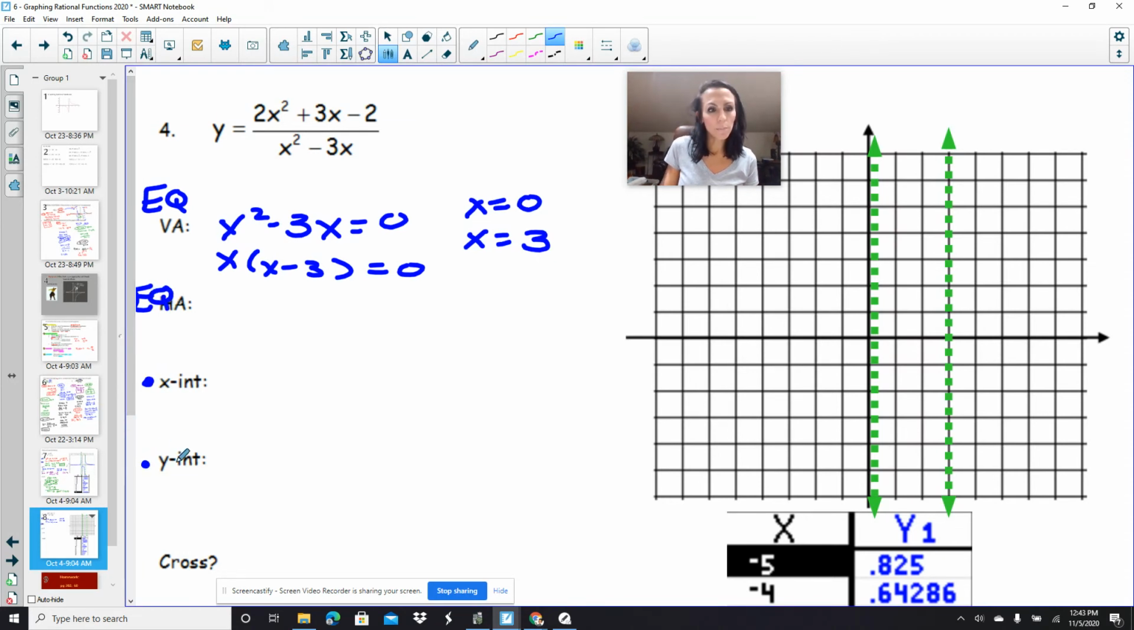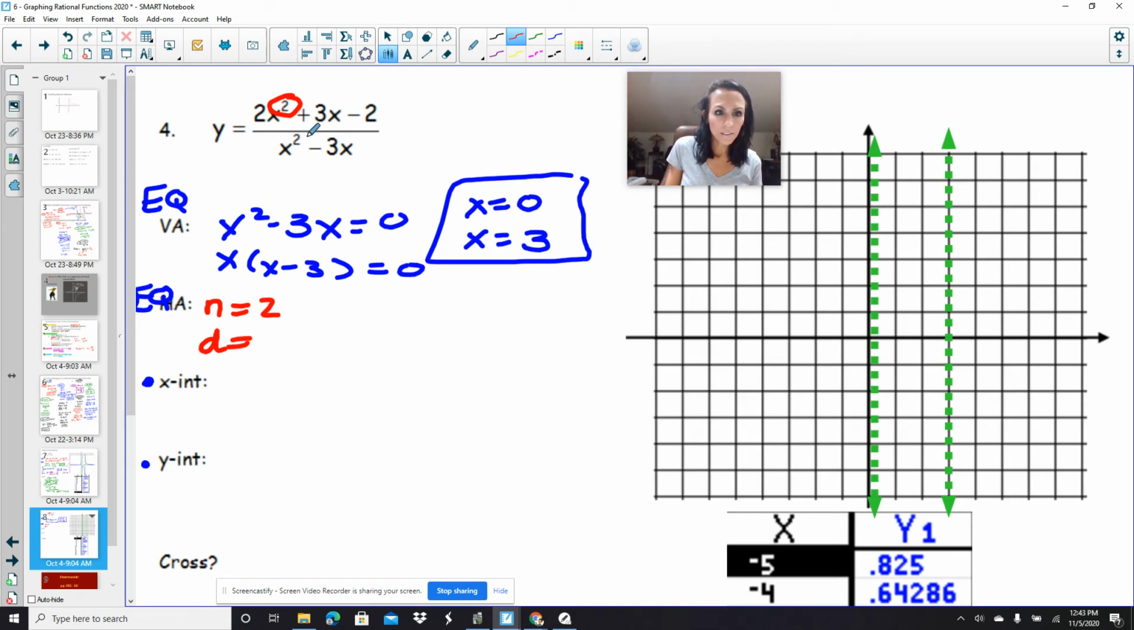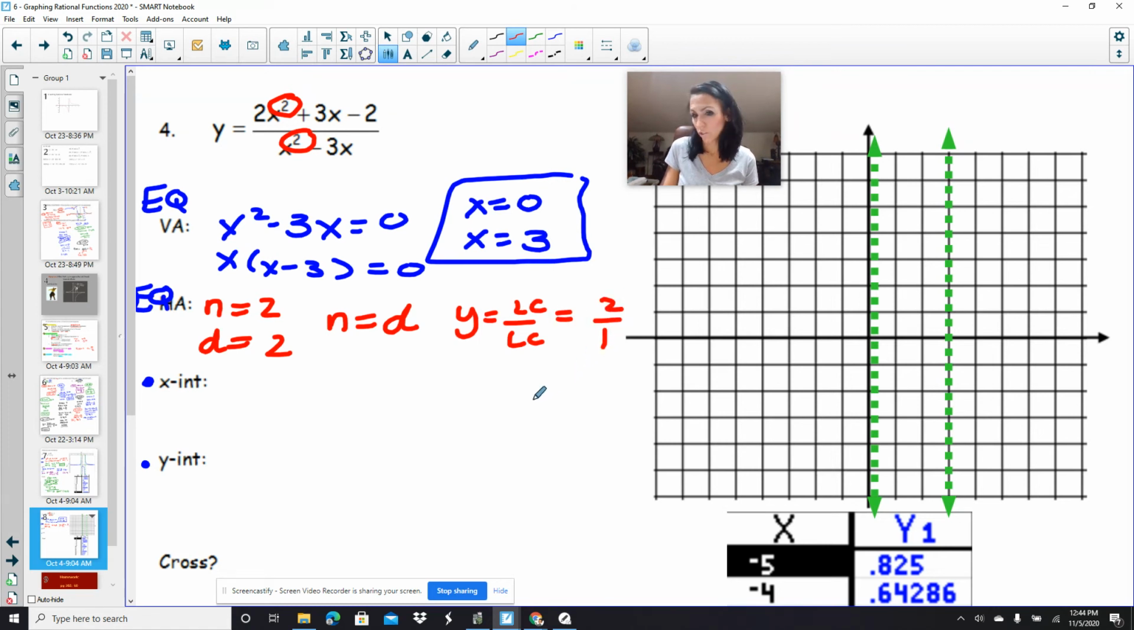X-intercepts and y-intercepts are points. So there's that. Horizontal asymptote, what's n, what's d? N is 2. D is 2. When n equals d, that's when we have to do a little creating of a ratio. Y equals the leading coefficient over the leading coefficient, right? So 2 over 1 or 2.